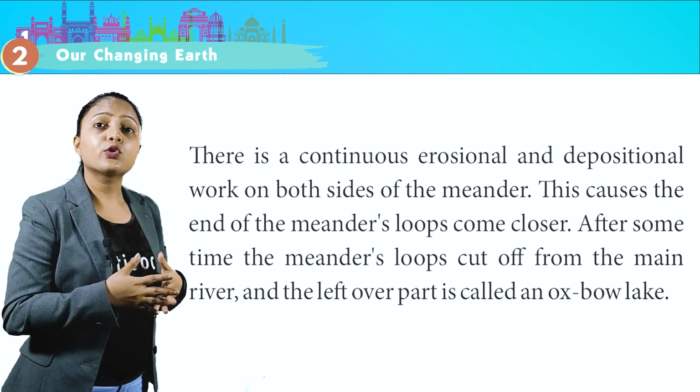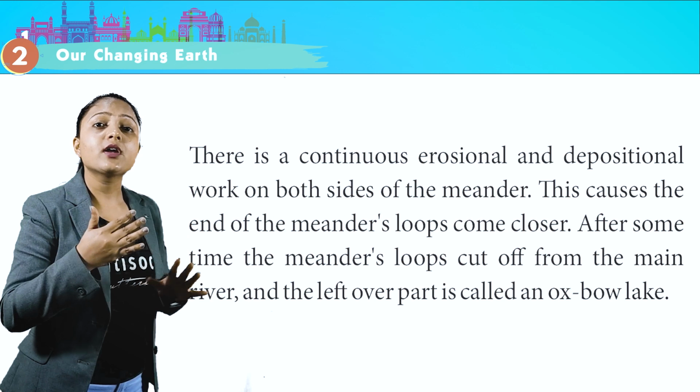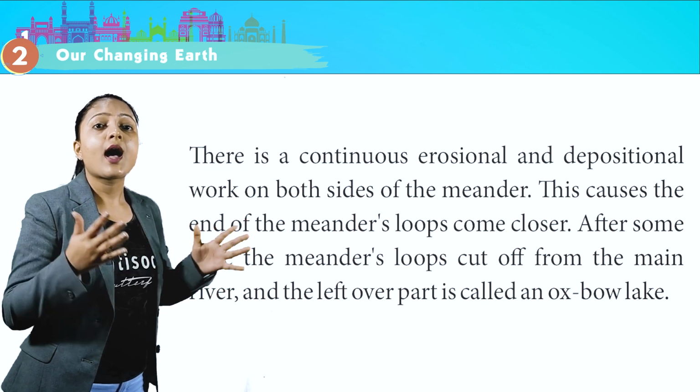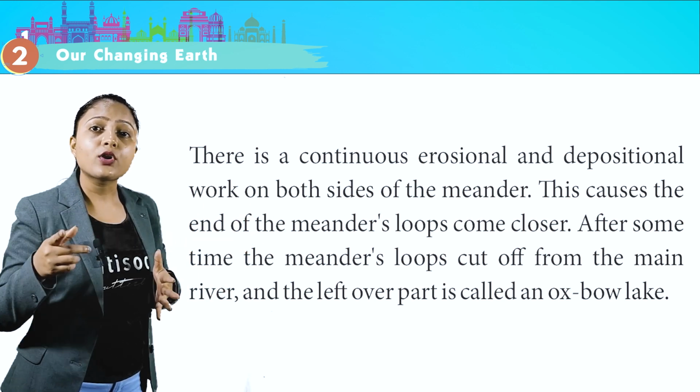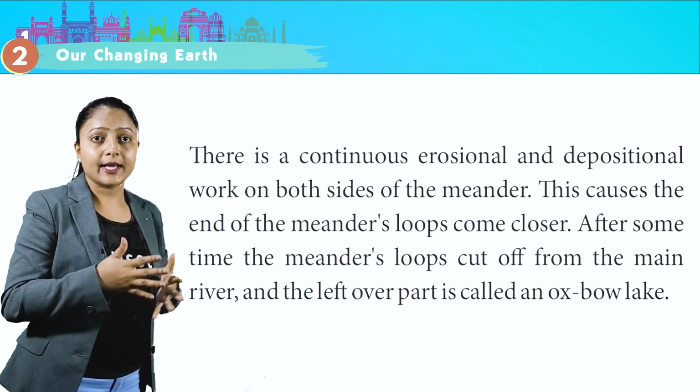There is a continuous erosional and depositional work on both sides of the meander. This causes the ends of the meander's loop to come closer. After some time, the meander's loop is cut off from the main river, and the left over path is called an oxbow lake.